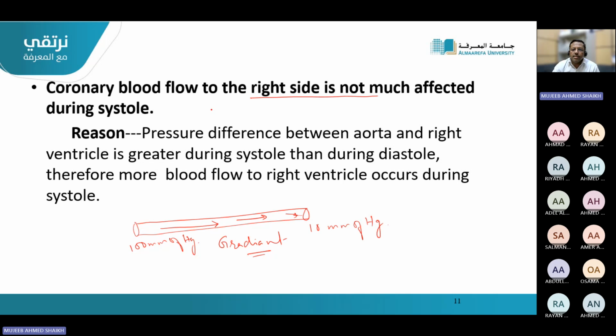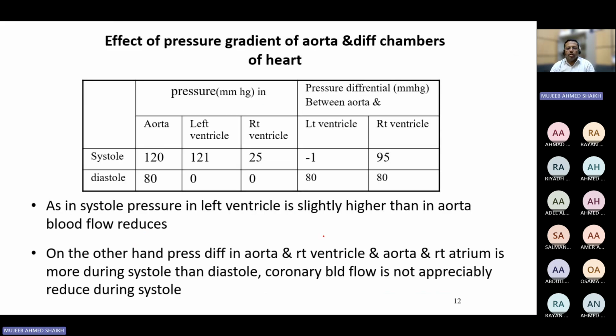And the reason why the right side is not much affected, because the pressure difference between aorta and right ventricle is more. Suppose this is aorta and suppose this is right ventricle, RV. So if this gradient is more, flow will be more. And that's why there will be not much effect on blood flow during the systole. To understand the pressure difference, this table you have to remember. If you understand the table, then it will be very easy to remember.